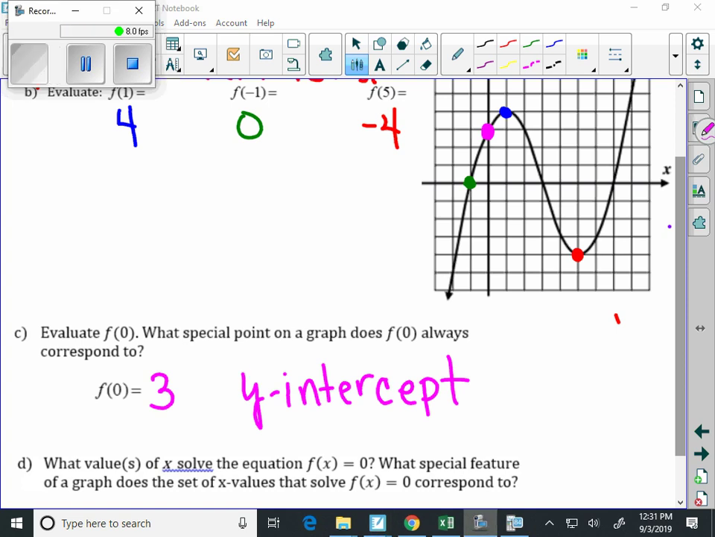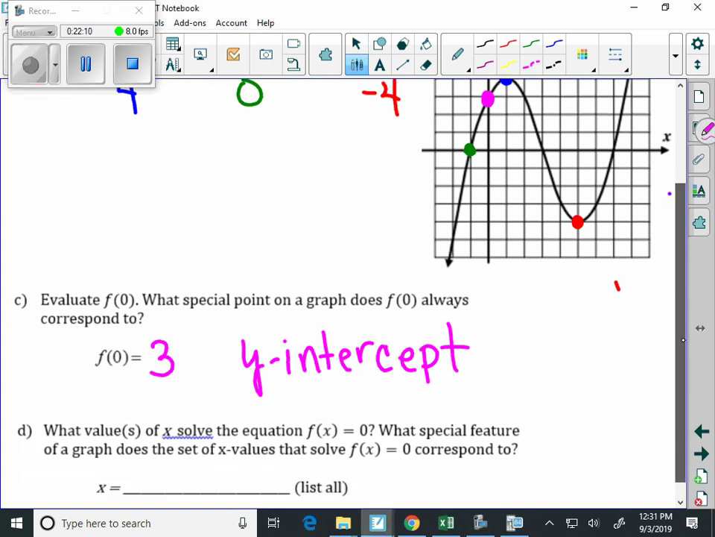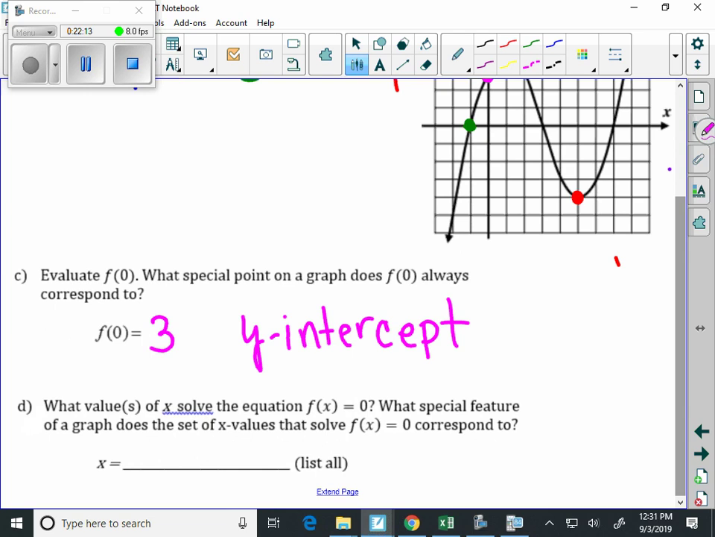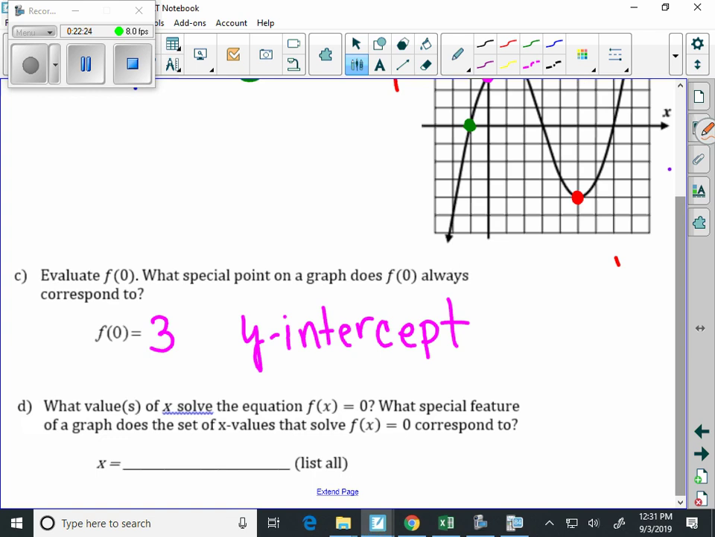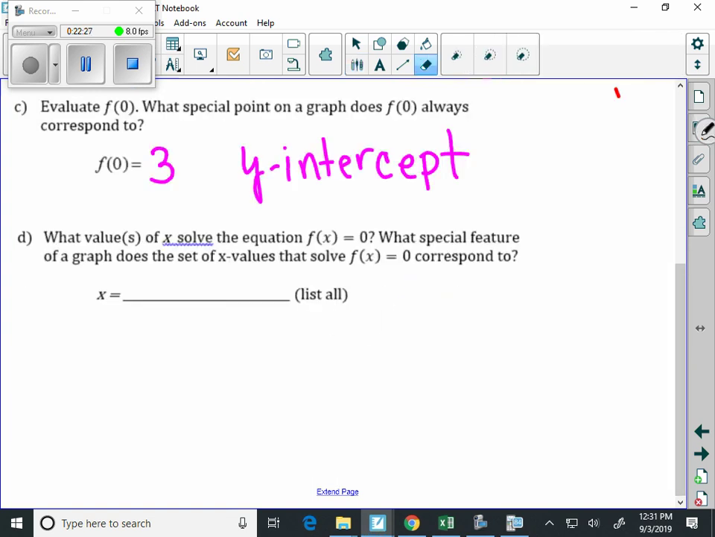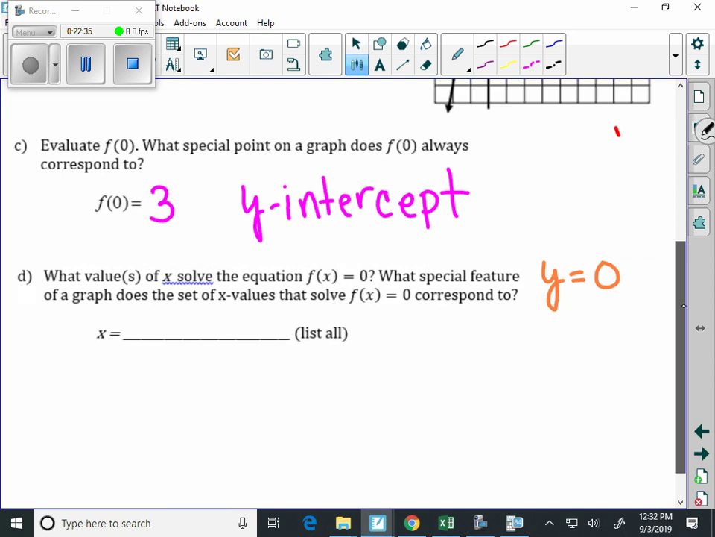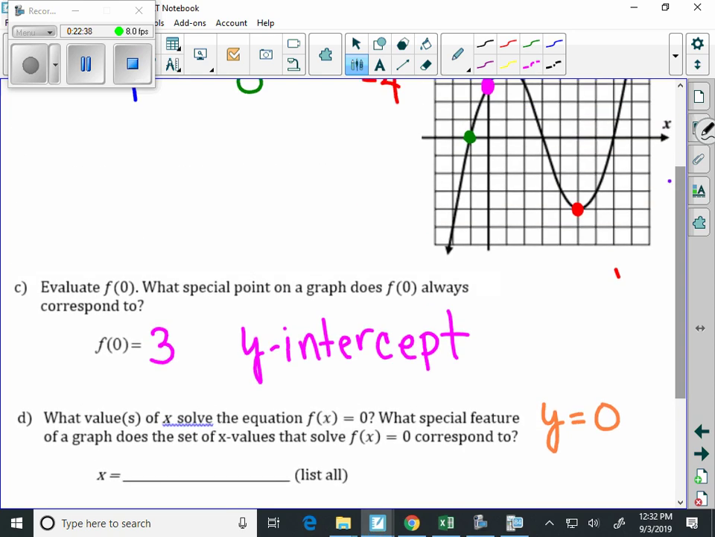So now, what value or values of x solve the equation f of x equals 0? This is the one that kind of causes trouble sometimes. So I want to point out, again, that f of x is another way of writing y. So we're looking for when y equals 0. And on our graph up here, I didn't do very well drawing my line here. Try to draw it a little bit better. And it's not much better. But that represents a horizontal line.